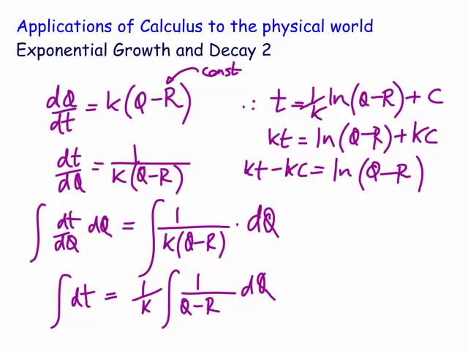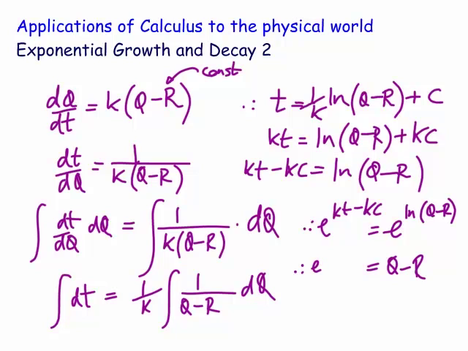Then we raise everything to the power e. We get e to the (kt minus kc) equals e to the ln of (q minus r), and as you know these are inverse functions, so that just drops out, leaving q minus r. So this becomes e to the (kt minus kc). Now let t equal 0. Oops, hold on, we just wiped out a bit too much there.